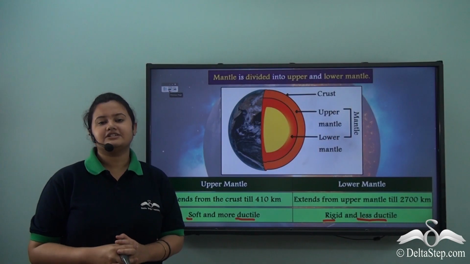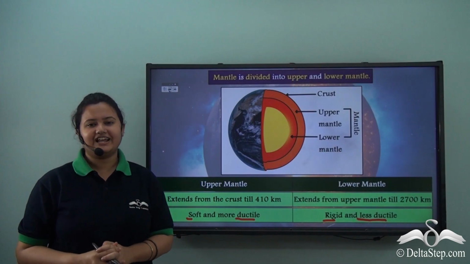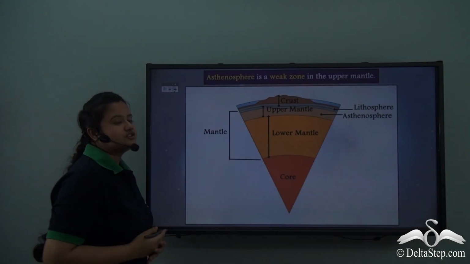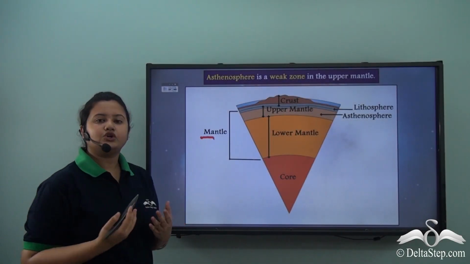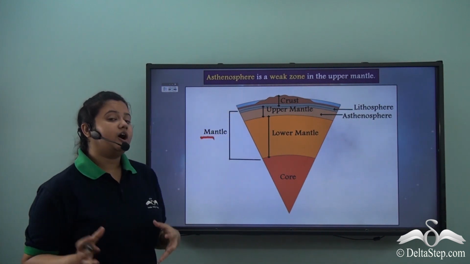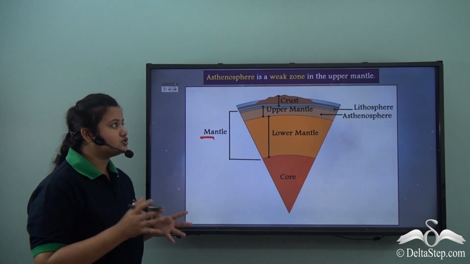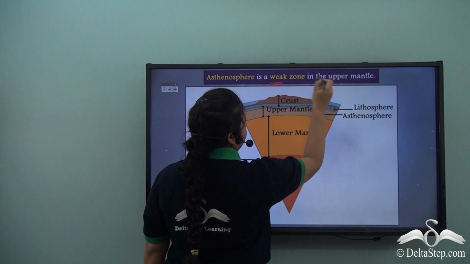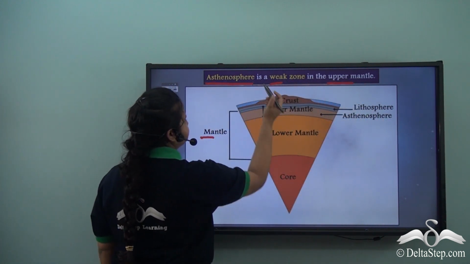So we learnt about the two divisions of mantle. Now let's continue with our lesson. So we just discussed that mantle is divided into two parts, upper mantle and lower mantle. Now apart from these two divisions, there is a weak zone in upper mantle, and it is called asthenosphere.